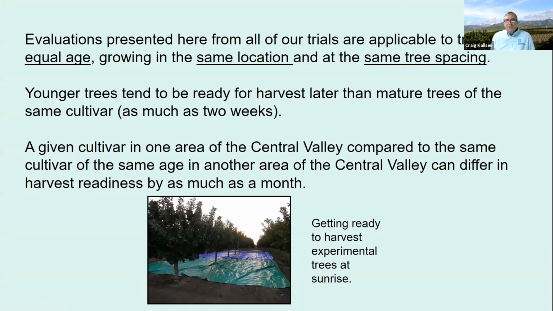And the results that I'm showing are based on trials of trees of equal age growing in the same location and at the same tree spacing. In general, younger trees tend to be ready for harvest later than mature trees. So if you've got a block with Golden Hills in one and Kerman in another, but the Kerman are older, they may harvest about the same time when Golden Hills is younger. But when they age, you're going to find Golden Hills is going to mature earlier.